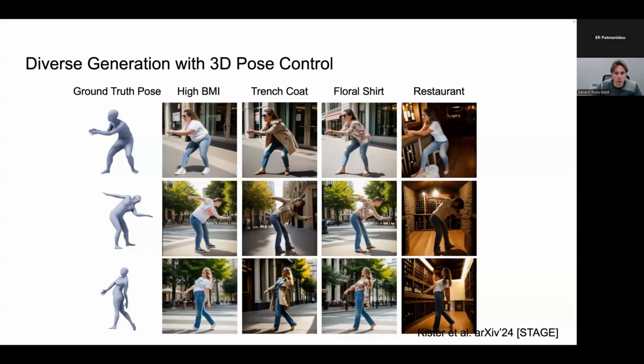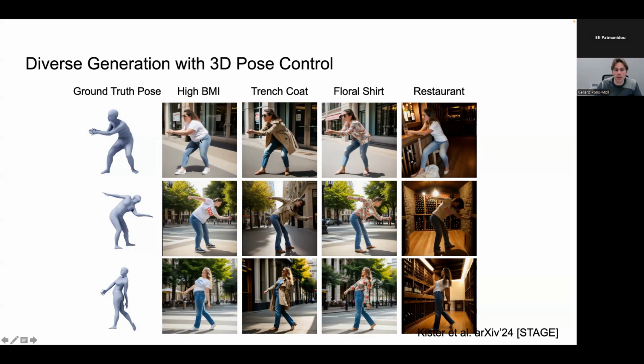So one challenge in this work was to generate images that are consistent with a 3D pose, and you can read the paper to see what solution we have for this. But we made sure that these poses are very well aligned with the original ground truth pose given. And so basically what we can do now is change, for example, the BMI or the clothing style or the background.